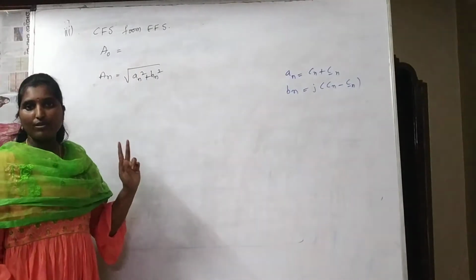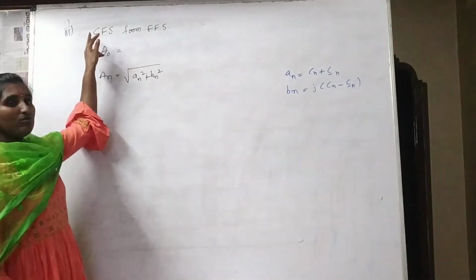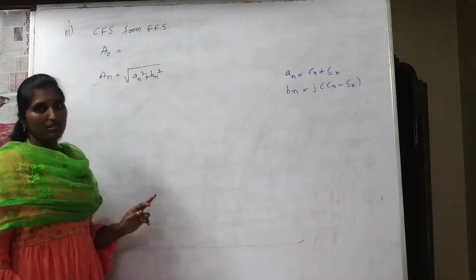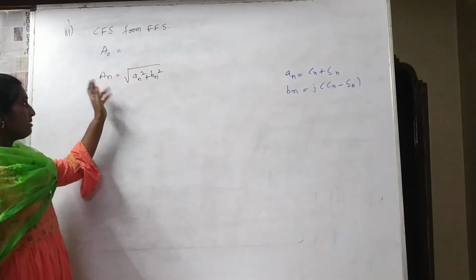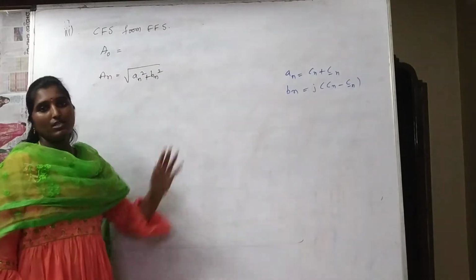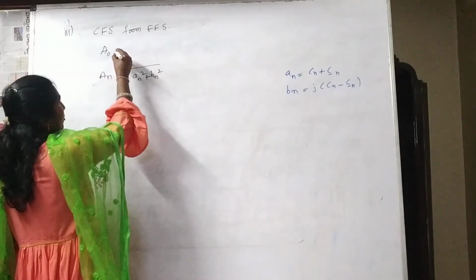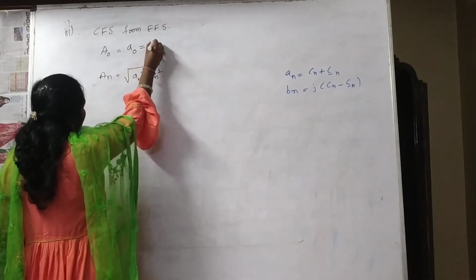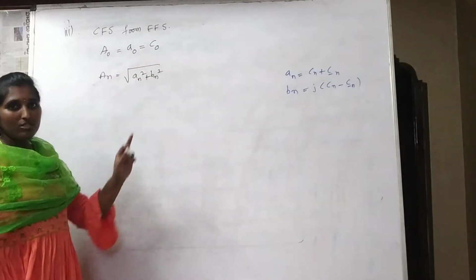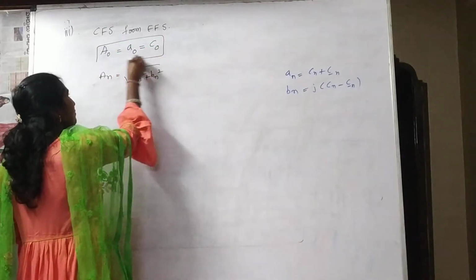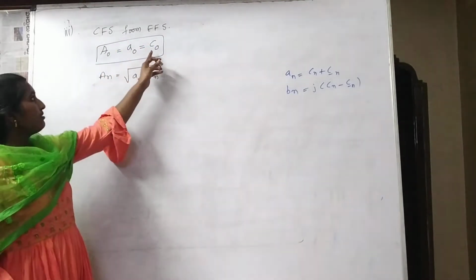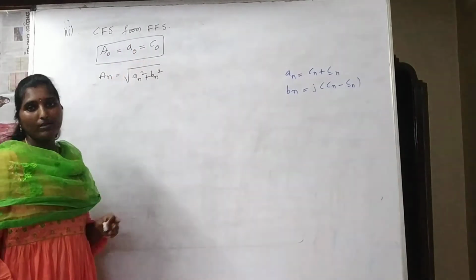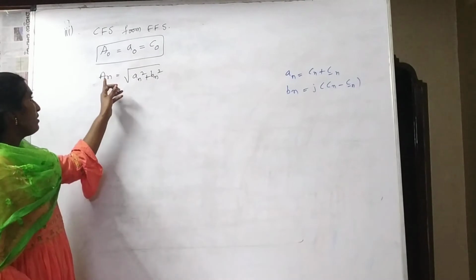The two relations are over. Now the final relation: we have to get the cosine Fourier series from the exponential Fourier series. That means the a naught and an terms have to be represented in terms of cn. And you know the a naught, the DC value you got for a naught even in the trigonometric Fourier series and even for the exponential Fourier series. Remember this carefully. Capital A naught is the cosine Fourier coefficient, small a naught is the trigonometric one, and small c naught will be the exponential Fourier coefficient.